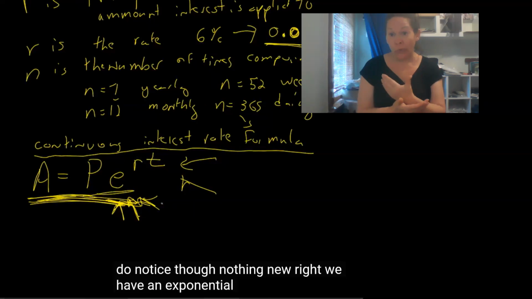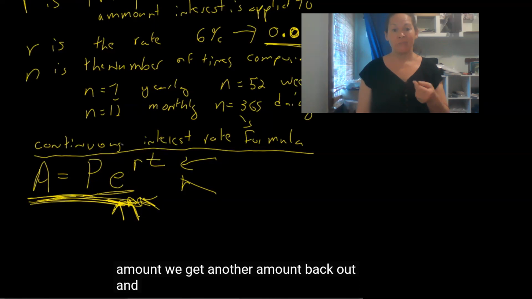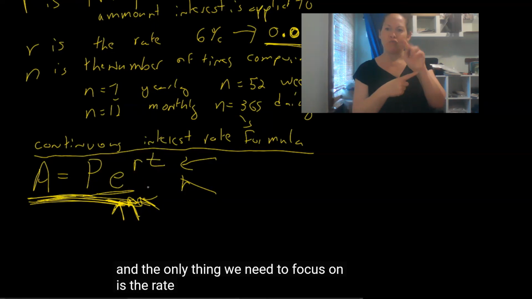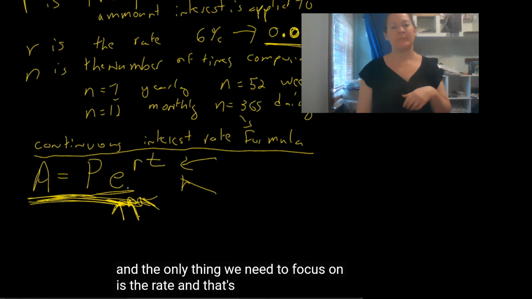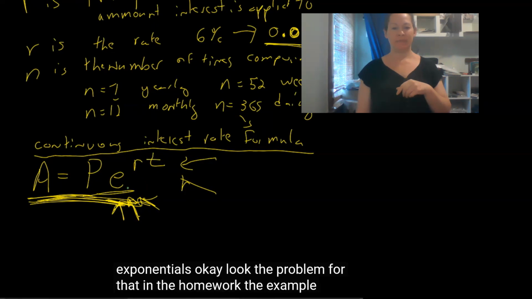Notice though, nothing new, right? We have an exponential times some original amount, we get another amount back out. And the only thing we need to focus on is the rate. And that's the power of exponentials. Okay. Look at the problem for that in the homework. The example in the book is good.